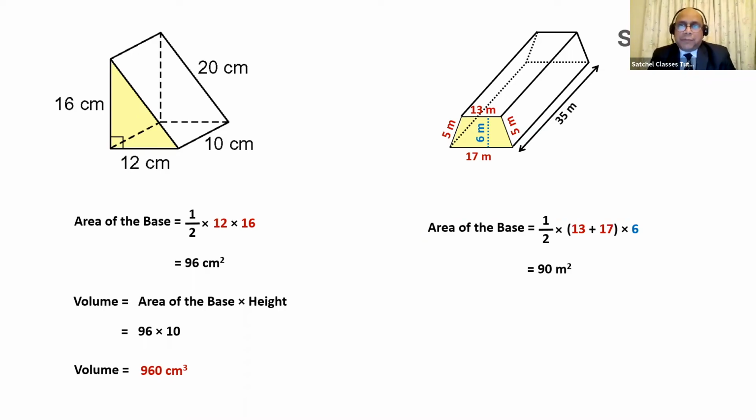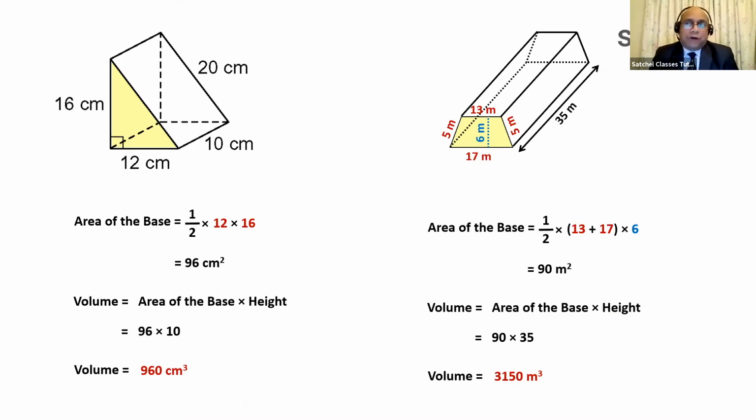Well, that's the area of the base. What's the height of the prism? It is the dimension which is going from front to back, which is 35 meters long. That's the height of the prism. So your final answer for volume will be 90, which is area of the base, multiplied by the height of the prism, which is 35. And that's 3,150 meter cube, right? So once you know the formula for finding volume of a prism, finding volume of any prism is fairly simple. All you need to do is find the area of the base and multiply it by the height, right?